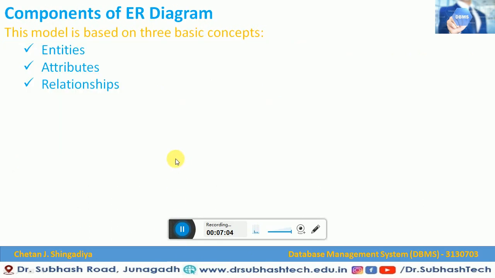Now let us understand what the components of an ER diagram are. This model is based on three basic concepts, or we can say three basic components: entities, attributes and relationships. Let us discuss these three components in detail.